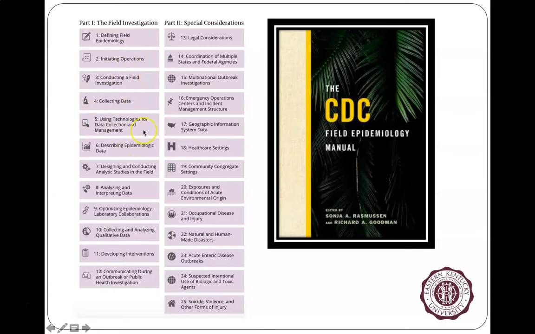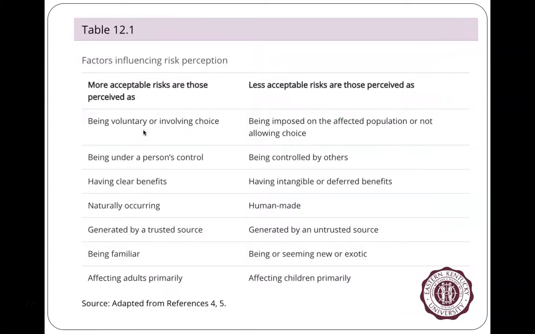Now, a lot of these chapters we've already covered to some extent, but one of the chapters we haven't talked a lot about that is extremely critical is how people perceive risk and how people hear messages. How do we communicate? So, what factors influence risk perception?